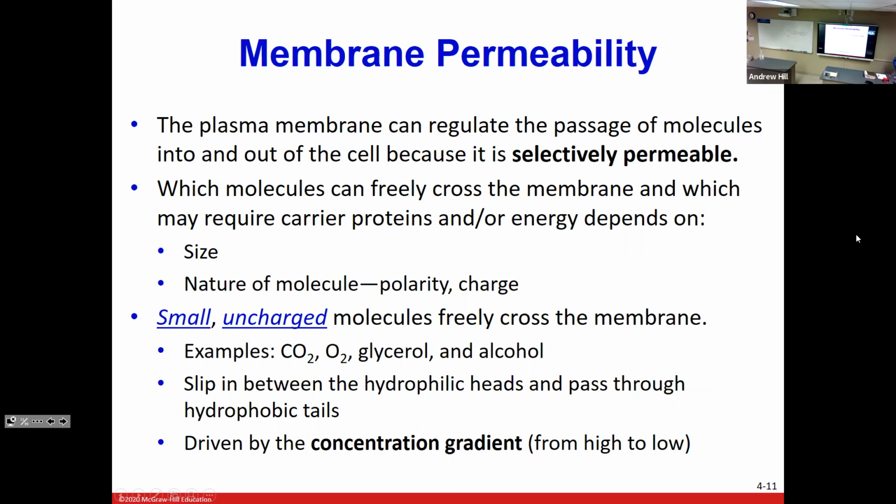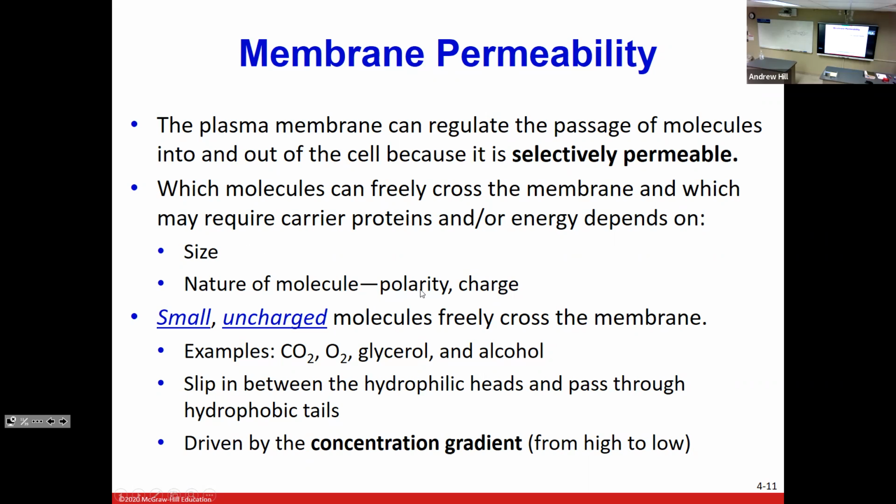We're talking a lot. This whole chapter is essentially on the plasma membrane because it's an incredibly important part of your cells. It's incredibly important for life. One characteristic of the plasma membrane is it's selectively permeable. This means some molecules can freely cross the membrane, but others can't. The ability of something to get across your plasma membrane depends on its size. So smaller molecules can get across easier than large molecules. It also depends on the nature of the molecule.